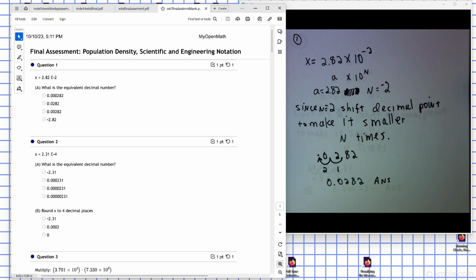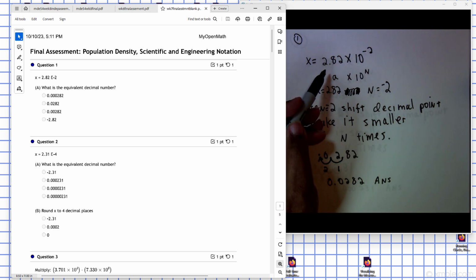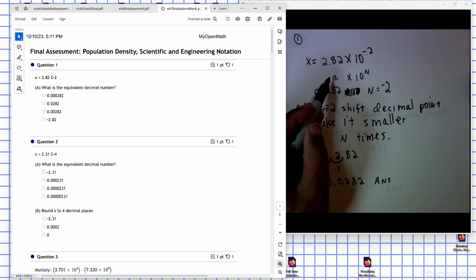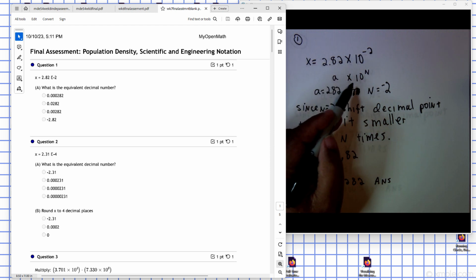This is number one, finalist, week 7, I believe. Population density, scientific and engineering notation, question 1. And they say, what is the equivalent decimal form? And they give us a scientific notation here. So what I did was I wrote the form for scientific notation here.